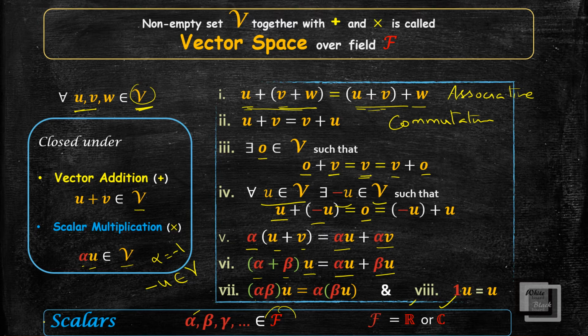If you take real numbers, then I am saying that 1 belongs to R, such that scalar 1 into vector u equals u. So a non-empty set together with vector addition and scalar multiplication over a field of scalars F is said to be a vector space if it satisfies these properties. So if I include the closure properties, then there are 10 properties. So let us continue with the examples.